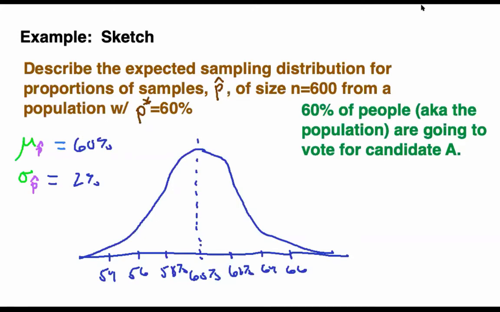Now with a sketch like this, we can ask questions like, what would be the range of usual values? If we're talking about this voting situation and we really did poll 600 people, what would we expect as a usual response for the people saying yes, we're going to vote for candidate A?